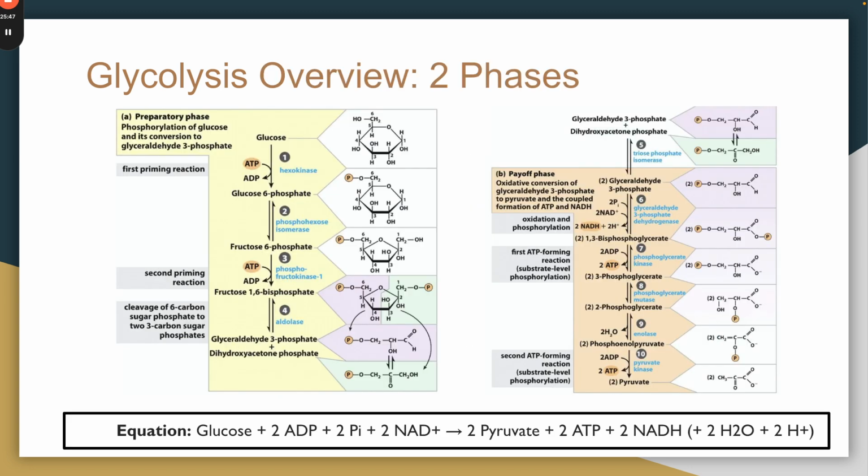And an overview of glycolysis. We have the preparatory phase and the payoff phase. The net equation is seen at the bottom: glucose plus 2 ADP plus 2 inorganic phosphates plus 2 NAD+ makes 2 pyruvate, 2 molecules of ATP, 2 molecules of NADH, 2 molecules of H2O, and 2 hydrogens. Note that this is the net equation, not the complete equation.